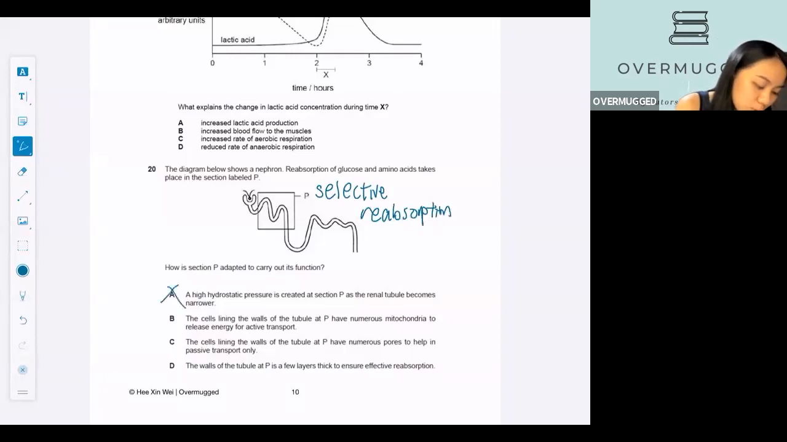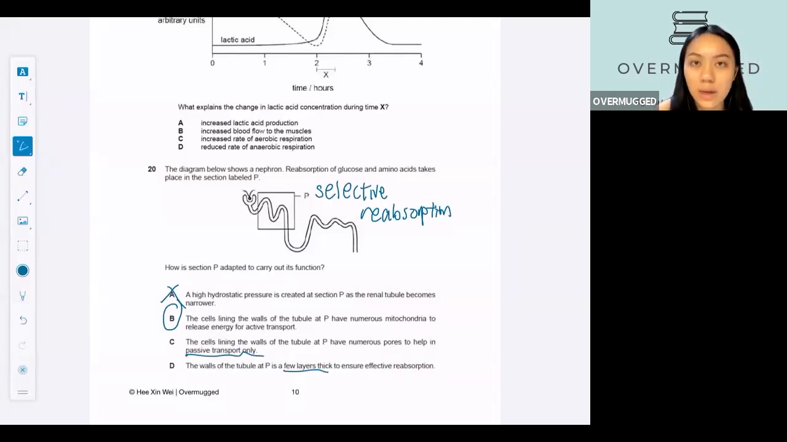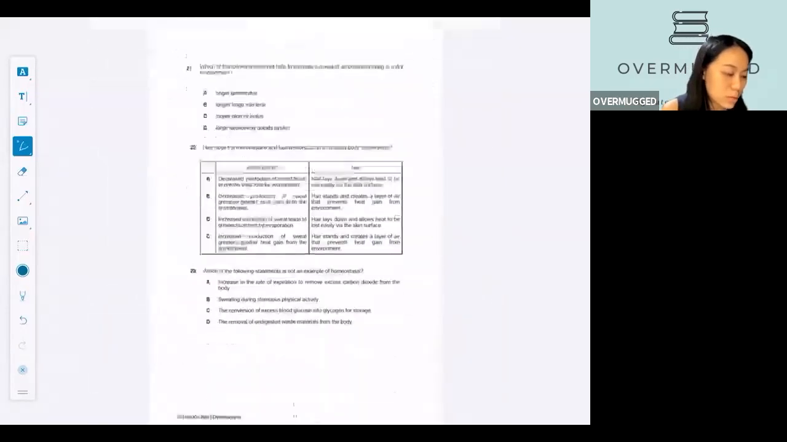So this one is wrong. Answer is B. It's not just about passive transport only, and it cannot have a few layers thick. Remember the one cell thick idea? It has to be one cell thick so that diffusion is fast.